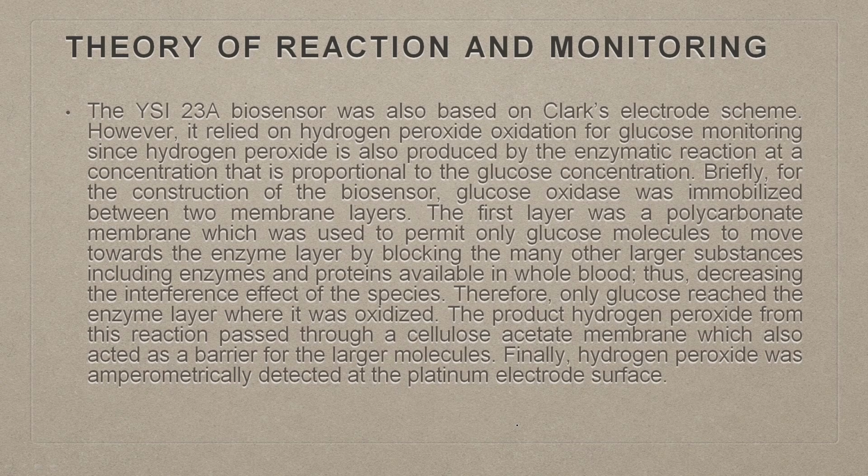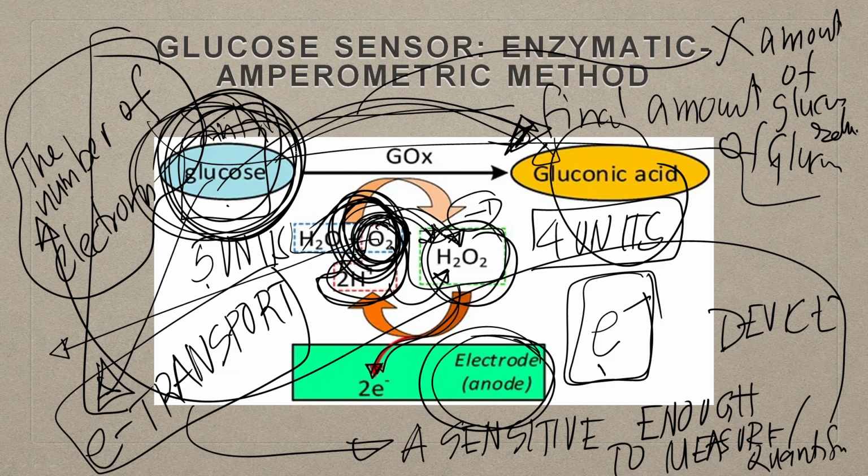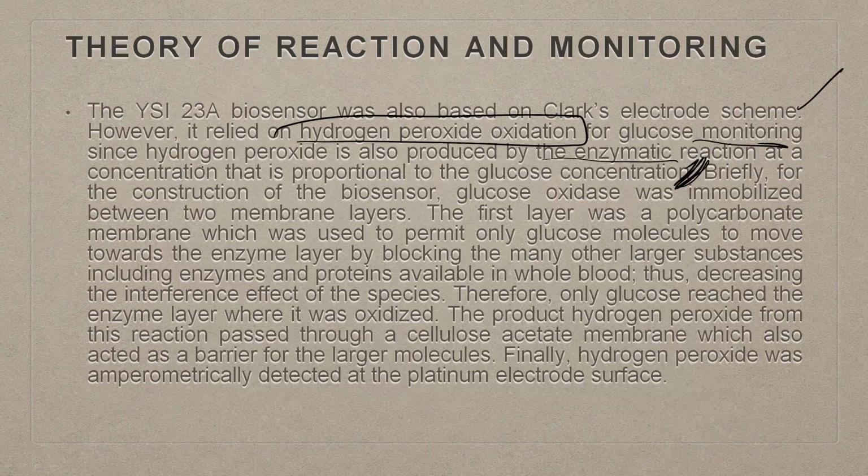Now, theory of reaction and monitoring. The YSI 23A biosensor was also based on Clark's electrode scheme. However, it relied on hydrogen peroxide oxidation for glucose monitoring, since hydrogen peroxide is also produced by the enzymatic reaction at a concentration that is proportional to the glucose concentration, right? If you look at the reaction carefully, peroxide generation and glucose consumption are directly proportional, right?